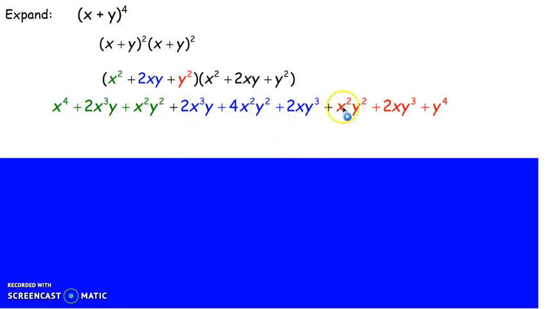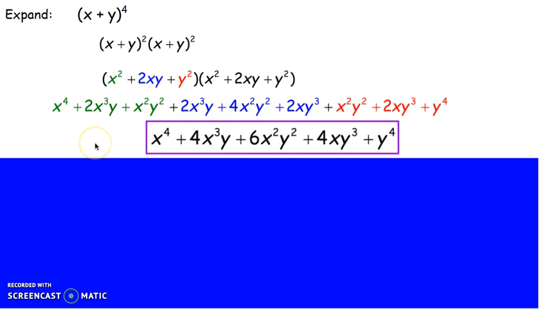Now we need to look through and find all the like terms. Now I've got an x to the fourth. I know I have a 2x cubed y, but notice over here I now have another 2x cubed y. So I'm going to have 4 of those. I've got an x squared y squared, but I have another 4x squared y squareds in the blue right here, and another x squared y squared in the red. So again, I'm looking through for all my like variables with like exponents.